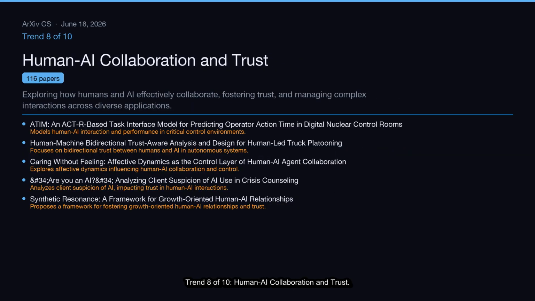Trend 8 of 10, human-AI collaboration and trust, exploring how humans and AI effectively collaborate, fostering trust, and managing complex interactions across diverse applications. This cluster covers 116 papers.